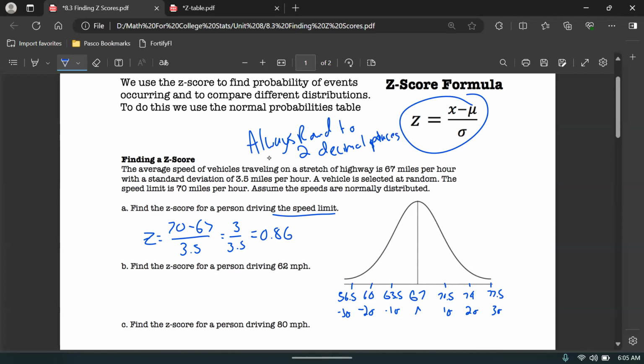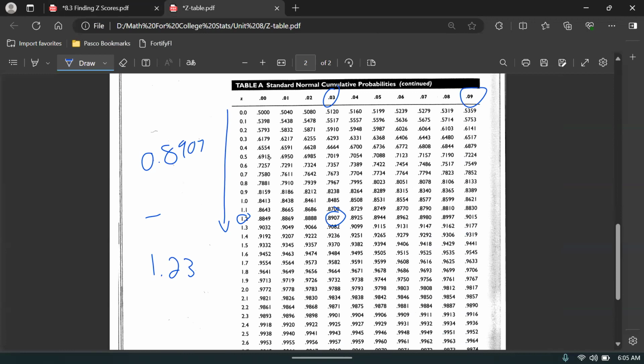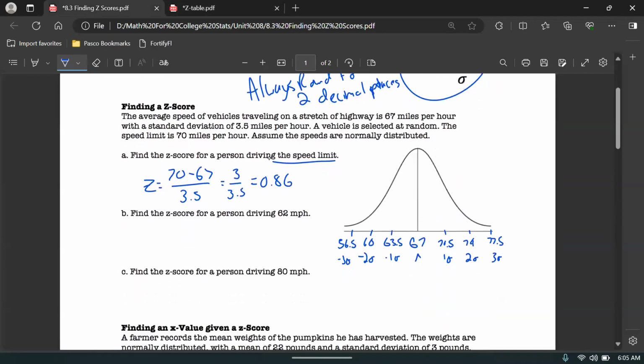And that's because if you remember the z-score table, the z-scores are all in 2 decimal places, right? 1.23, like I said before. We don't have a z-score that goes to the thousandths place, the 3rd decimal place. So we can only go to 2 decimal places. So always put z-scores in 2 decimal places.